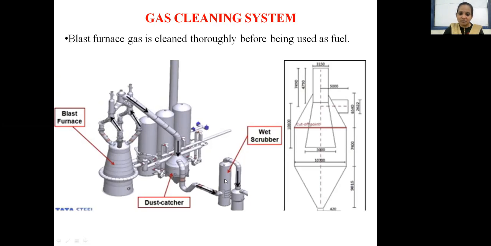Because of this water spray, the fine particles of dust present in the gas are collected in the form of slurry. Semi-fine cleaning of the gas takes place here in the wet scrubber. Later, the semi-fine cleaned gas moves to the ESP, electrostatic precipitator. Here, fine cleaning of the gas takes place. Let's see in detail.